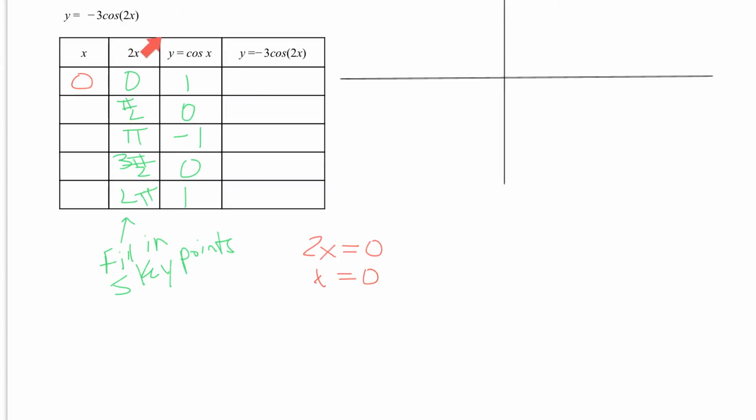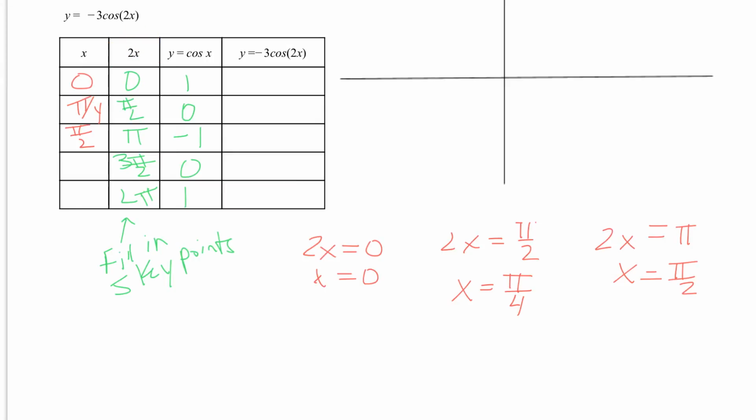Then I'm going to take my 2x and set it equal to the next key point, which is pi over 2. Here I'm dividing both sides by 2, or I can think about it as multiplying both sides by 1/2. And I get x equal to pi over 4. So pi over 4 goes in here. Then I'm going to take my 2x and set it equal to pi, which is the next key point. Divide both sides by 2 and I get x equal to pi over 2. So that goes in my next box.